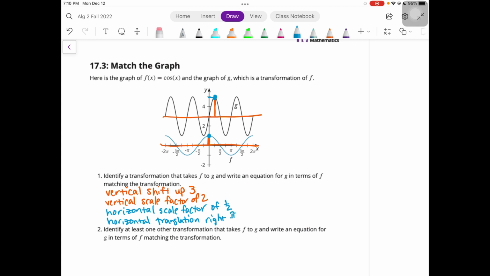All right, so what does that look like as far as the equation is concerned? So g of x equals 2 times f of, and then whatever factors are getting plugged in there. Okay, so we had a vertical scale factor of 2, and that was here. We also had a vertical shift up of 3, which is that. And then we had a horizontal scale factor of 1/2. So that actually means we are multiplying by 2.